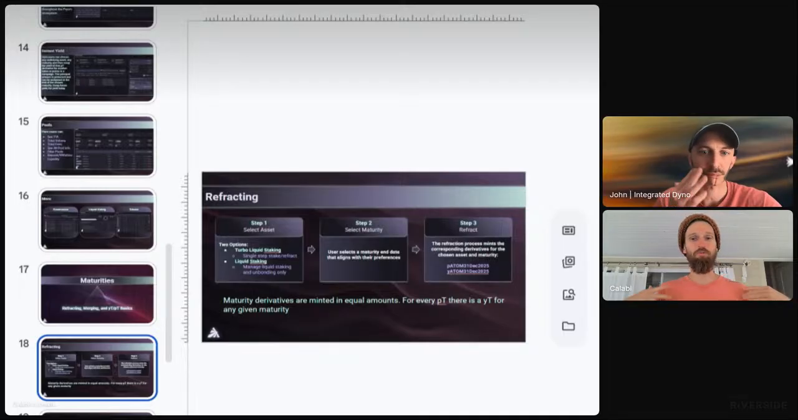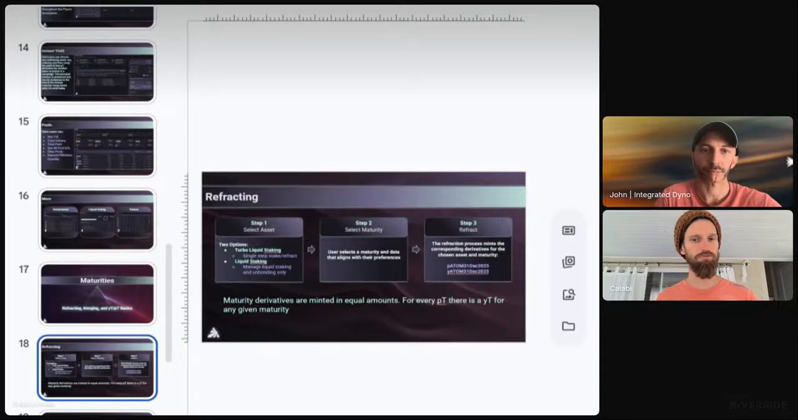So essentially, when one refracts, we are equally splitting the principal side and the yield side of that deposit. So if it's Atom, the P represents my principal amount, and the Y represents my ability to claim, within that given maturity, the underlying yield of that asset. And what really makes it interesting is that yield is not guaranteed, because the yield is variable. It can go up and it can go down.